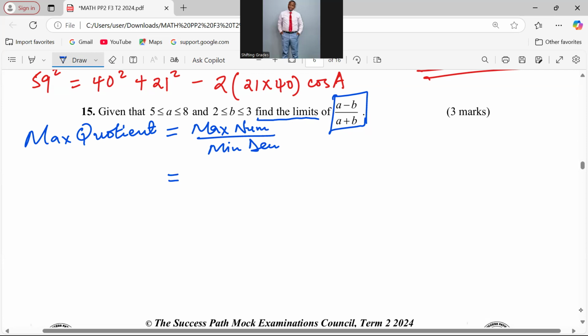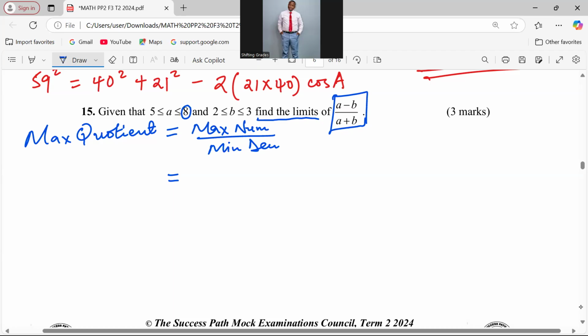Numerator will be maximized when we take the upper limits of A. Okay, sorry, it's a difference. The numerator is a difference. So how do we ensure that, there are errors inside errors. We are dealing with quotient and also we are dealing with difference. So for us to get maximum quotient, we need the bigger numerator divided by the smallest denominator possible.